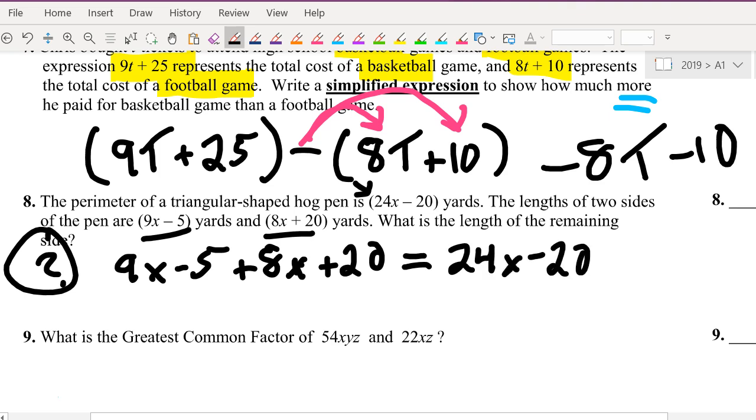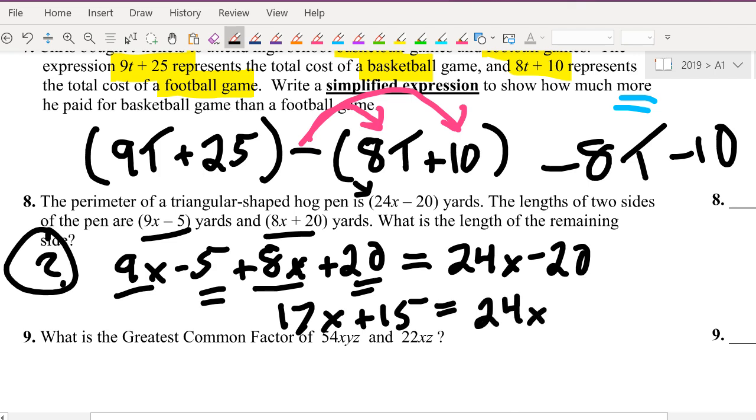So how would we do that? What would you do first? Find the amount made from adding 9x minus 5 plus 8x plus 20. Right, add these two together, right? So 9 plus 8, 17x, and then negative 5 and positive 20, 15. All right, cool. So now we have a missing side, and now we're going to subtract, right?